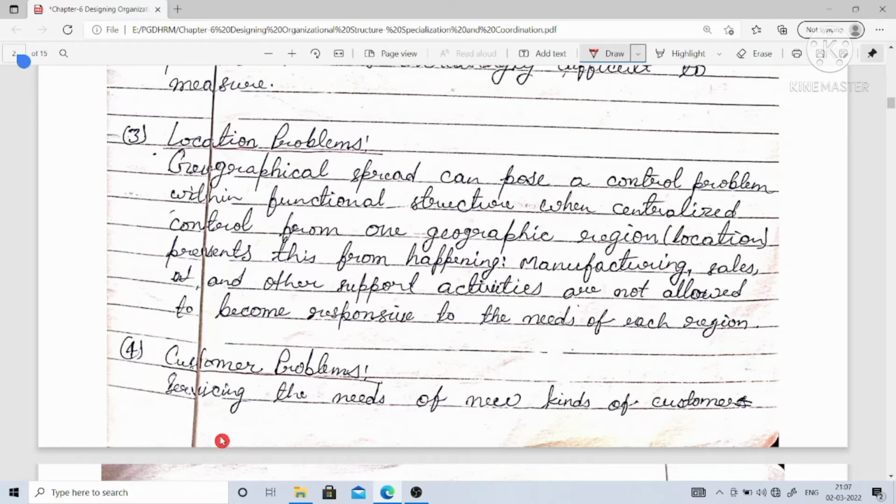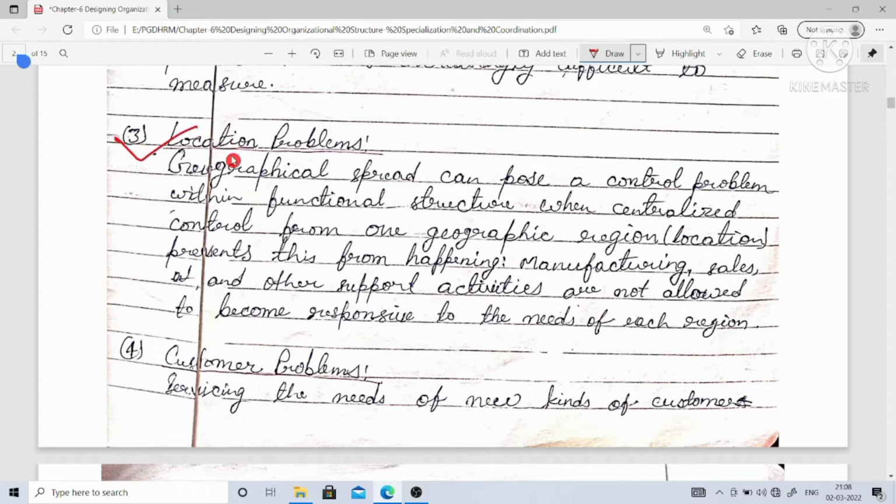Now you see here, in so many different geographical locations the organization is providing different products and services. So here the support function, which is centralized in a particular geographic location, is not able to respond quickly. So what are support functions here? Just like sales, manufacturing and other support activities, they are not able to respond quickly to the demands of different regions. So that is the location problem.